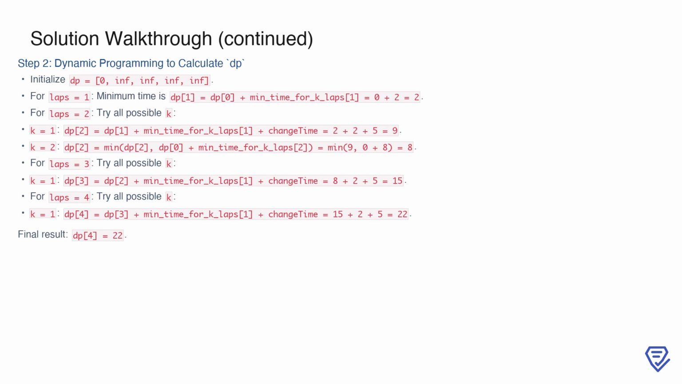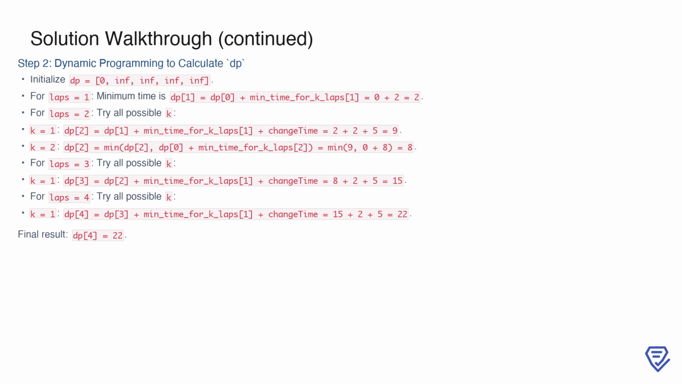The dp array is initialized with dp[0] equals 0 and all other values set to infinity. For the first lap, we directly use the pre-computed value, so dp[1] becomes dp[0] plus min_time_for_k_laps[1] equals 0 plus 2 equals 2.